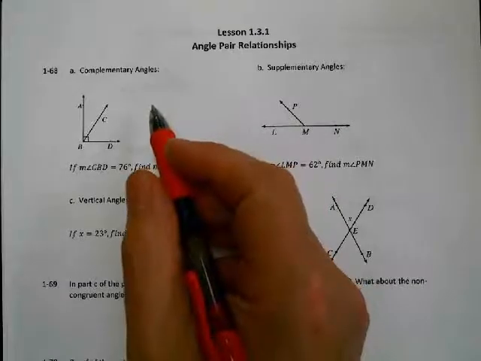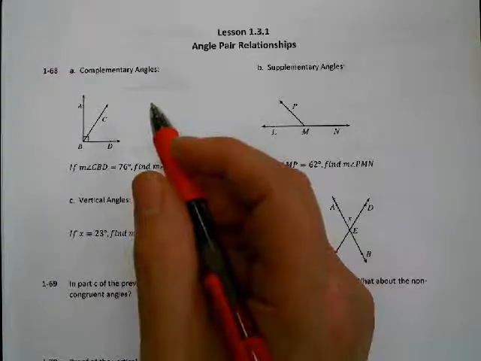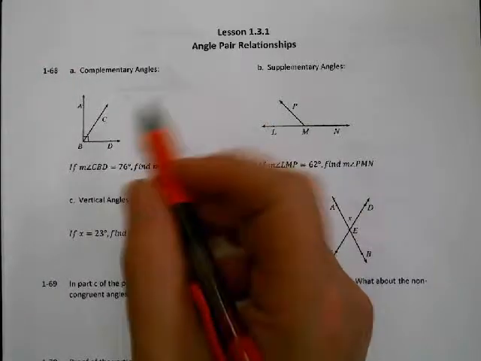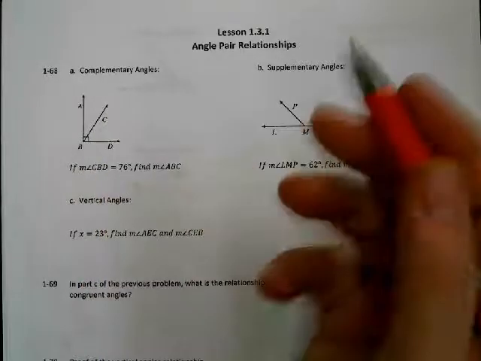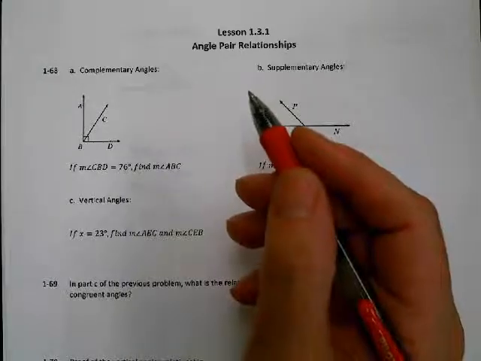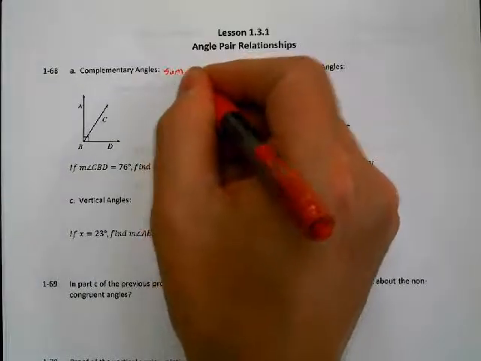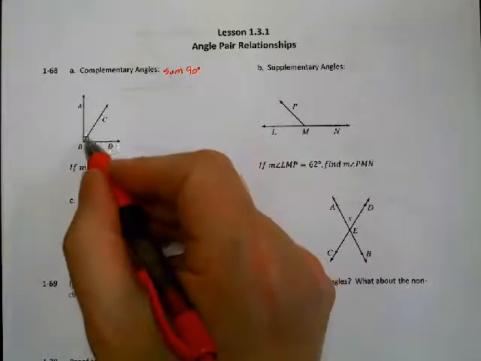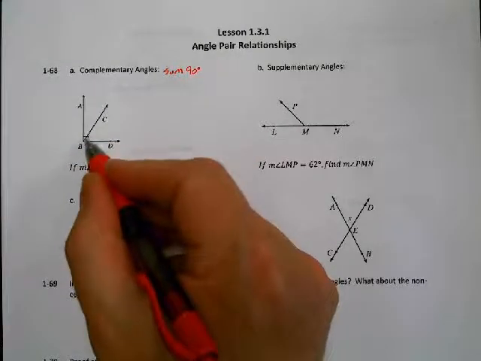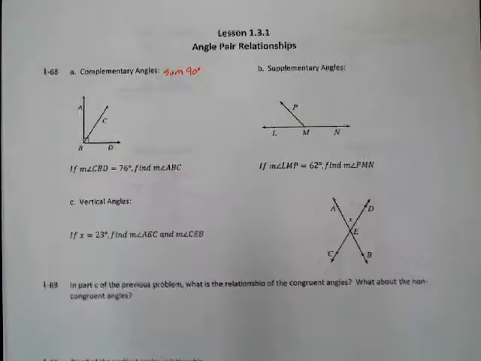Complementary angles. Complementary angles are two angles whose sum is 90 degrees. They can be adjacent like this one. These two angles are adjacent because they share a side right here. But complementary angles don't have to be right next to each other. All they have to do is have a sum of 90 degrees. These particular ones are adjacent complementary angles because they share this side here, and I can tell they're complementary because this one plus this one is 90.